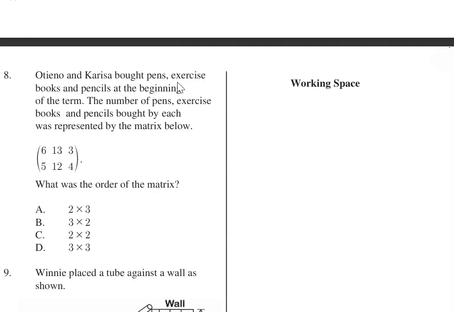Otieno and Karisa bought pens, exercise books and pencils at the beginning of the term. The number of pens, books and pencils bought by each was represented by the matrix below. Here we have the matrix. What is the order of the matrix? So remember, I tell students when you hear the order, just remember RC. What is R? R is row, then C is column.